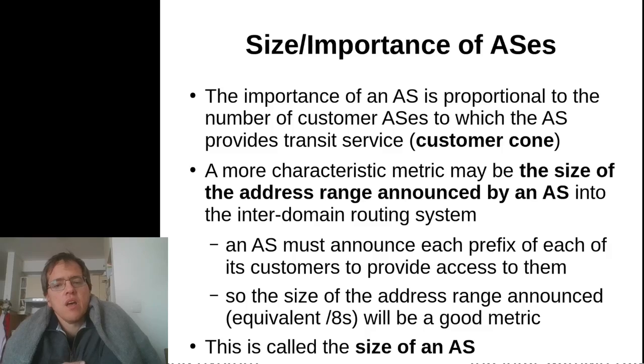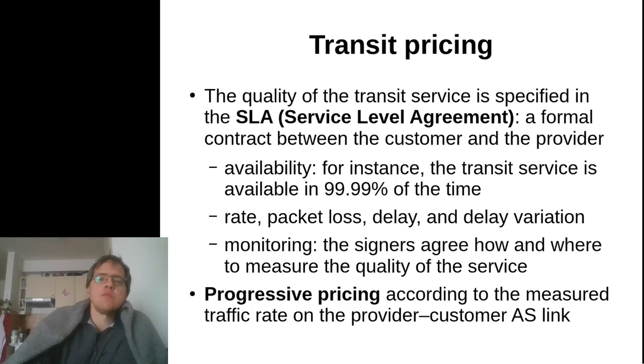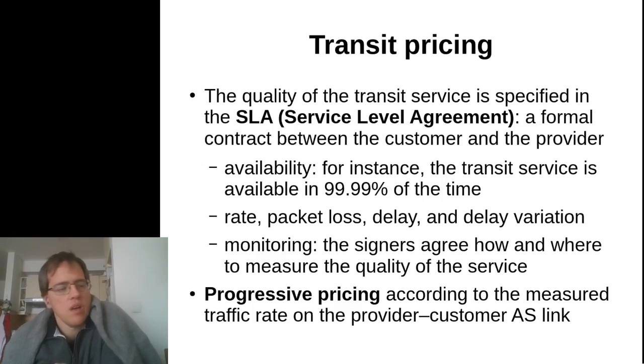So for the rest of this lecture series, whenever we talk about the importance or the size of a particular AS, we're going to mean by that the number of individual IP addresses or the number of equivalent /8s that is announced by an AS into the interdomain routing system. We're going to see in a lab a couple of labs later, the Internet Monitoring Lab, how to identify all the prefixes that are announced by an AS into the interdomain routing system. This is something which is very simple to do, and most of the time this will be a good measure of the importance of an AS.